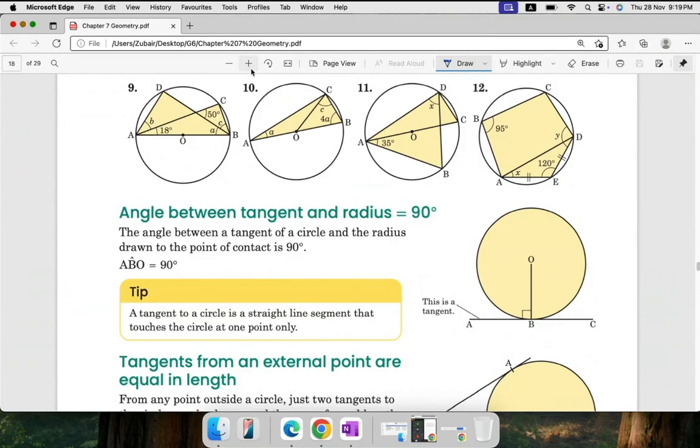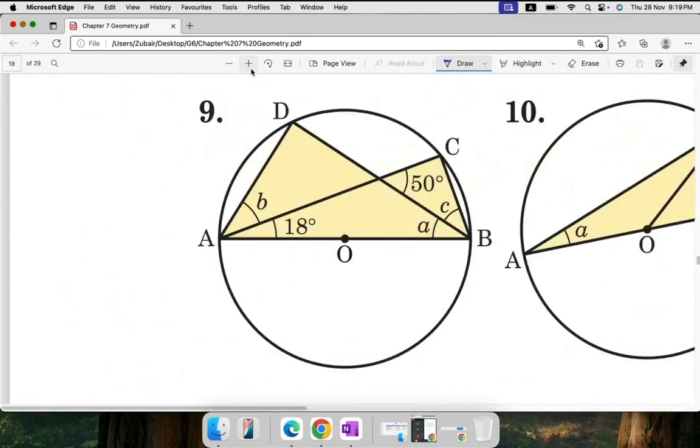Question number 9. A, B, C unknown, 18 and 50 given. Go for A or C first. We can do that in any order as well. What are you thinking about, A, B, or C?